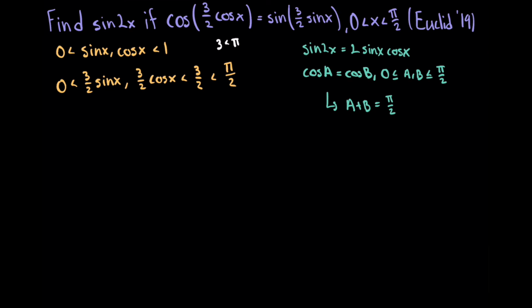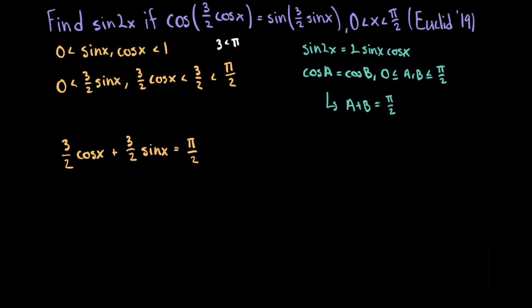We can say that A plus B is equal to pi over 2. Or in terms of this question, A, which is 3/2 cosine x, plus B, which is 3/2 sine x, is equal to pi over 2. All right, great. And this is really the hardest part of this problem, recognizing that we have complementary angles and transforming this seemingly impossible to solve equation into something that seems a bit more bearable. However, we're not just done yet.